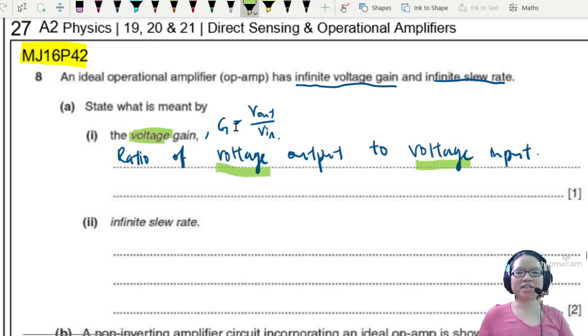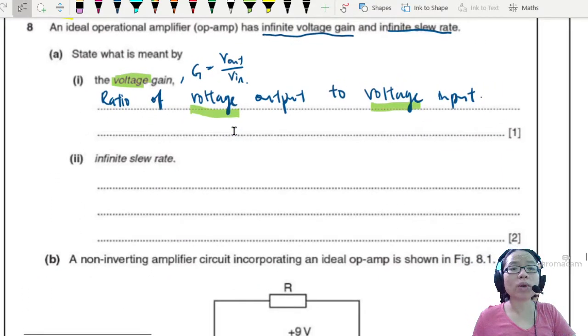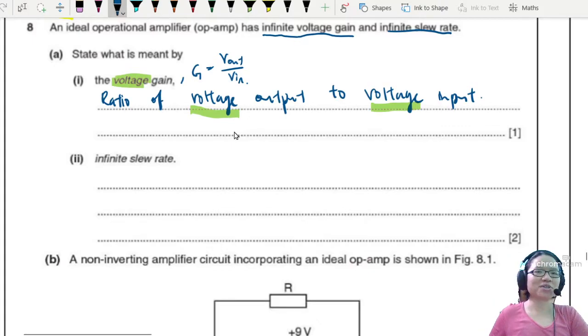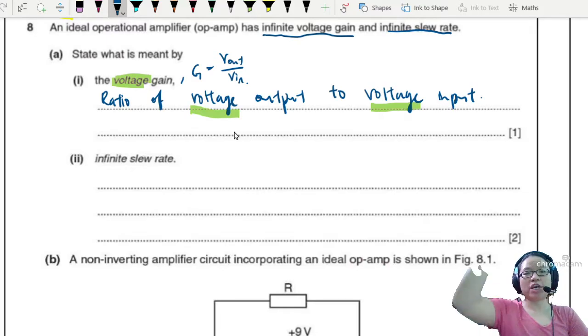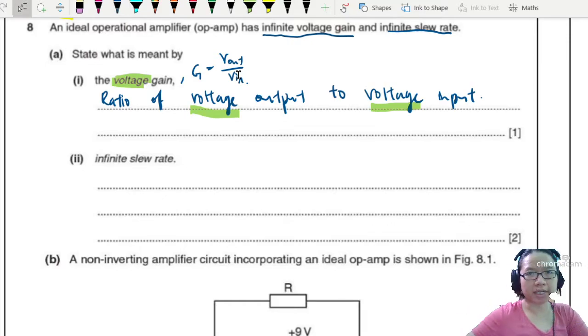All right. And the next one, infinite slew rate, or what I like to call no lag. Infinite slew rate here means that when you change your V in, your V out will respond immediately. There's no lag. When you press something on your keyboard, immediately the letter will come out. When I change the pen color, immediately the color will change. It won't change halfway as I'm writing. No lag.